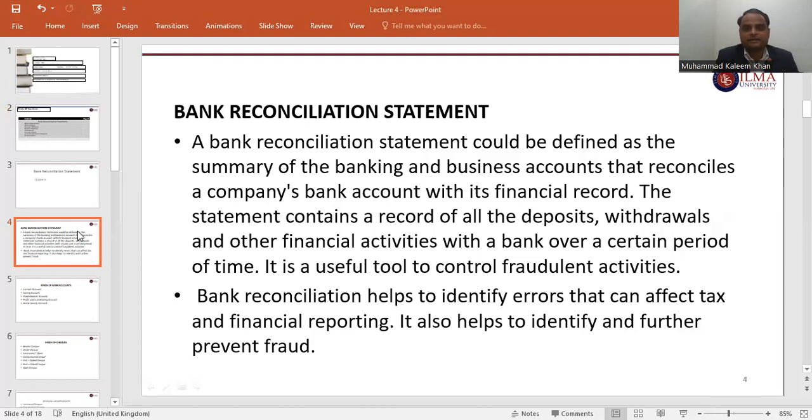A bank reconciliation statement is defined as the summary of banking and business accounts that reconciles a company's bank account with its financial record. The statement contains a record of all deposits, withdrawals, and other financial activities with the bank over a period of time. It is a useful tool to control fraudulent activities. Bank reconciliation helps to identify errors that can affect tax and financial reporting. It also helps to identify and further prevent frauds.